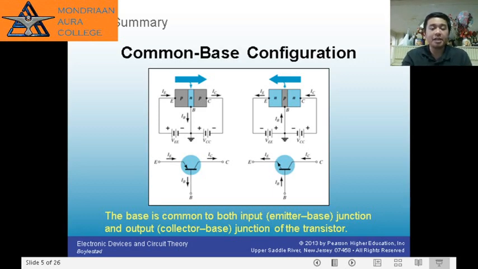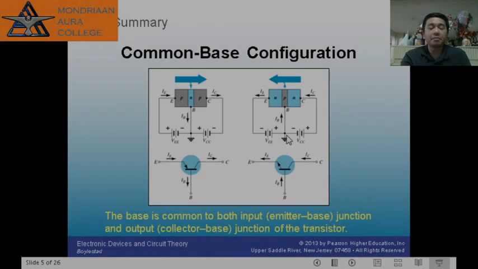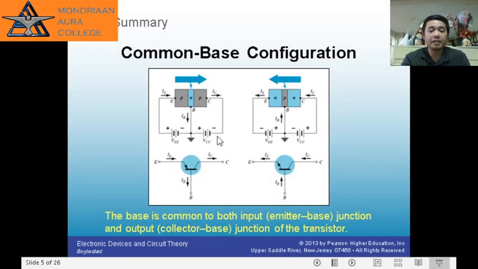Dito sa common base, as you notice, ang base natin ay direktang nakakonect sa ating ground. But it's not always the case. Posibleng magkaroon tayo ng resistor dito sa ating base before siya makonect sa ground to establish the proper DC level. Alright? But for the purpose of this discussion, ang base natin ay nakakonekta direkta sa ating ground.